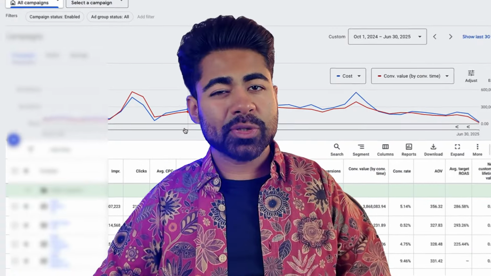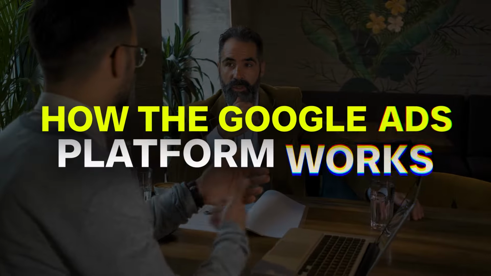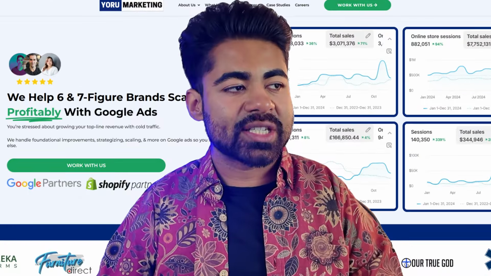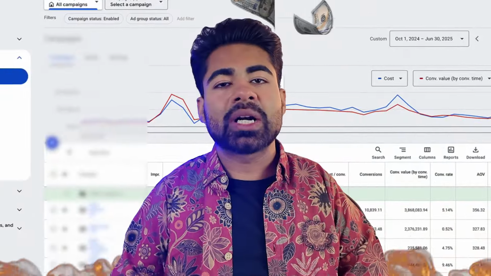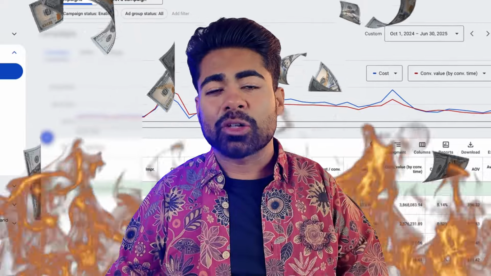E-commerce brand owners, we need to sit down and have a little chat about exactly how the Google Ads platform works. Because after speaking to tens of founders every single week under my Google Ads agency, I have come to realize that most founders actually have zero clue of how Google Ads truly works. And as a result, they're doing things such as spending a bunch of budgets on things that don't really matter.